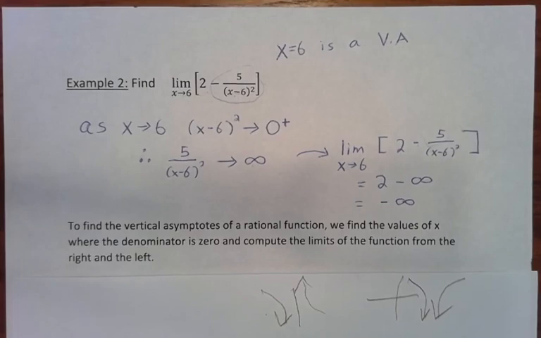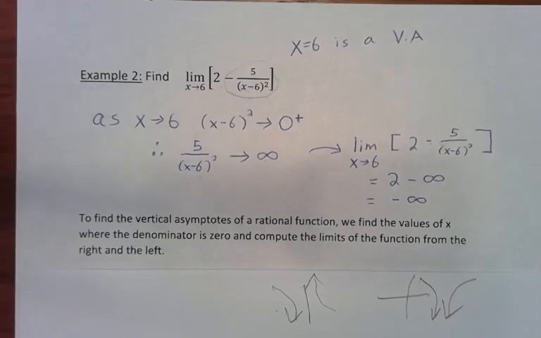So to find the vertical asymptotes of a rational function, we find the x values where the denominator is 0 and compute the limits of the function from the right and the left. Now, the way that I taught my class limits is if the limit was infinity or negative infinity, we said it did not exist. Well, this is one of those applications where we don't want to say does not exist. We do want to say approaching infinity or negative infinity because that will help us determine if the asymptote is going up or down.